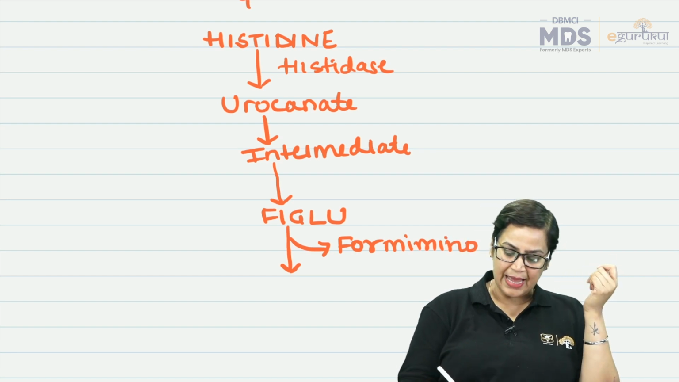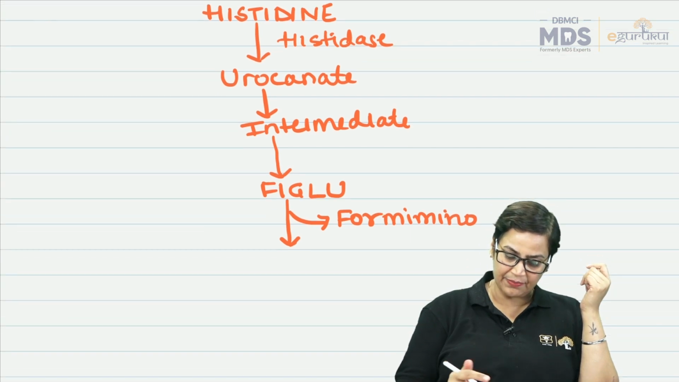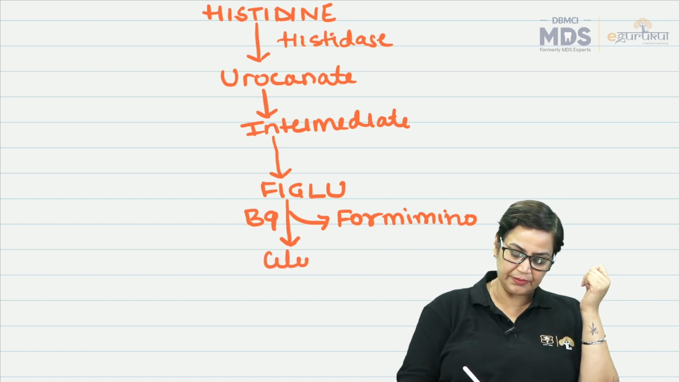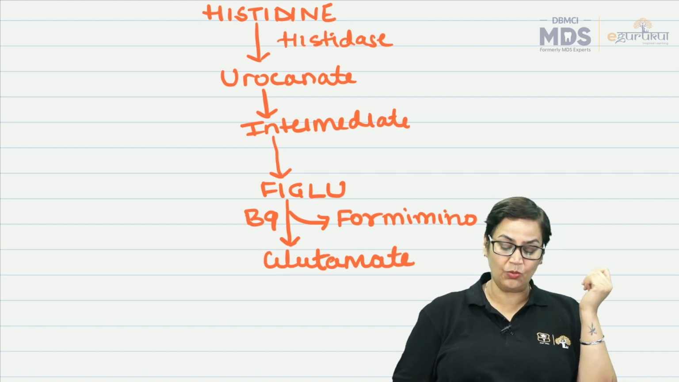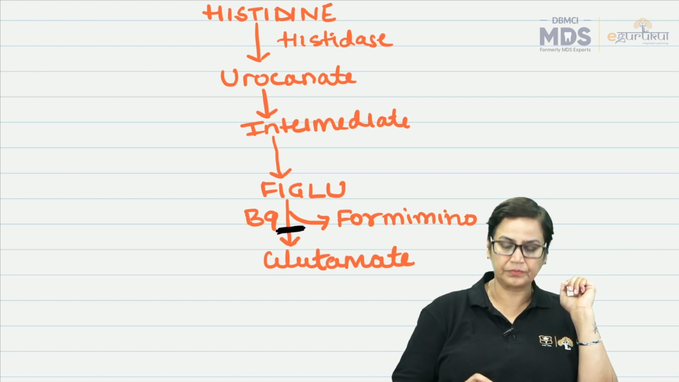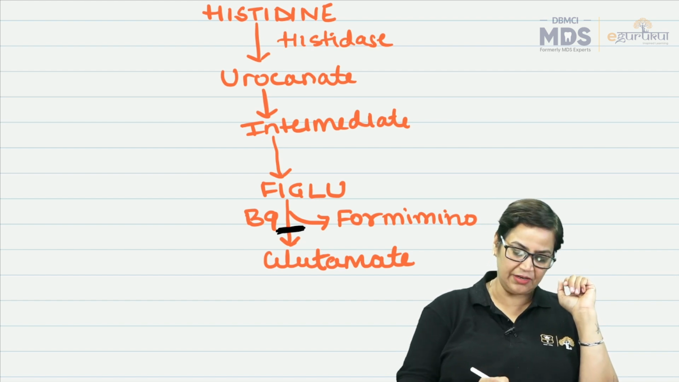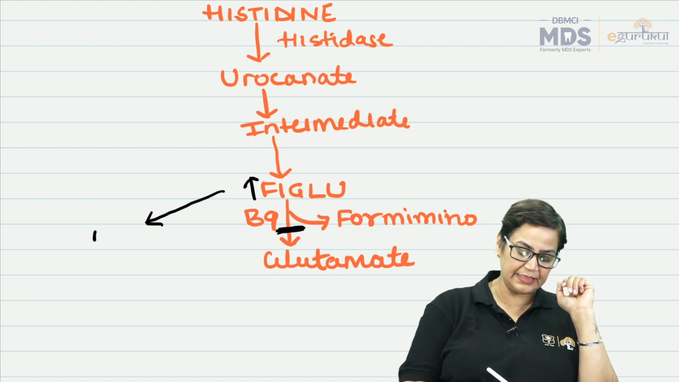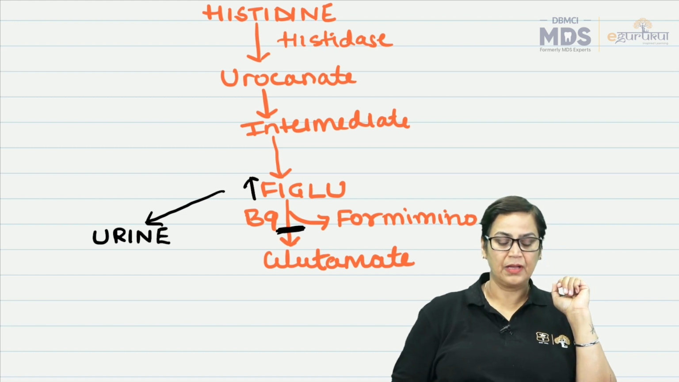This is 1 carbon, and this reaction takes place in the presence of folic acid, forming glutamate. Right. Now what is happening is, if there is absence of B9, folic acid is absent, there will be increased concentration of FIGLU, and this FIGLU will be excreted in the urine. This is the FIGLU test to check the deficiency of folic acid, right?